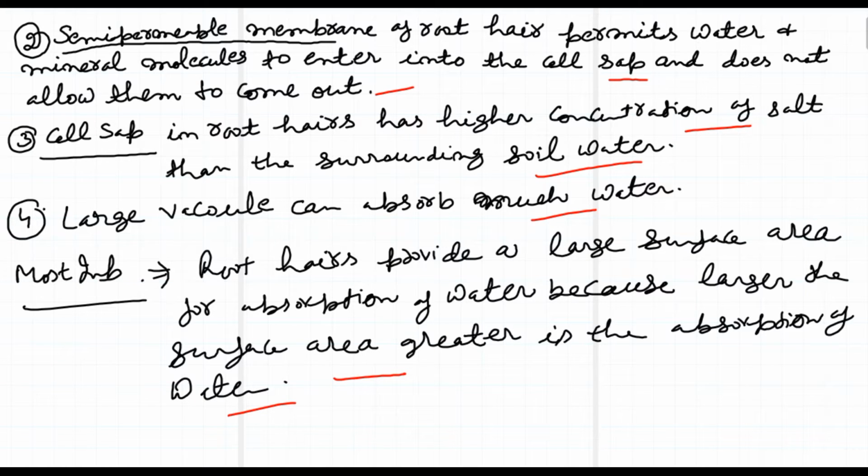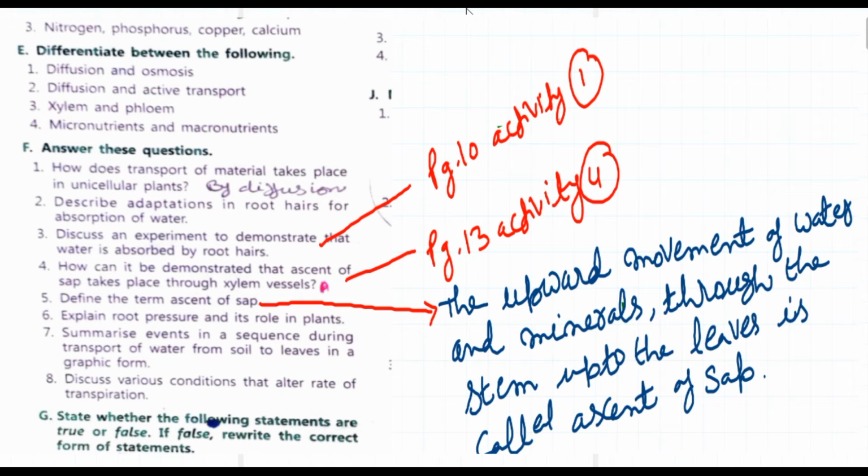Next we are going to discuss the third. We have seen up to the second on the last page. Discuss an experiment to demonstrate that water is absorbed by root hairs. This experiment is given on page 10 of your book, activity 1, already explained in video 1. How can it be demonstrated that ascent of sap takes place through xylem vessels? This is also explained on page 13, activity number 4 of your book, right?